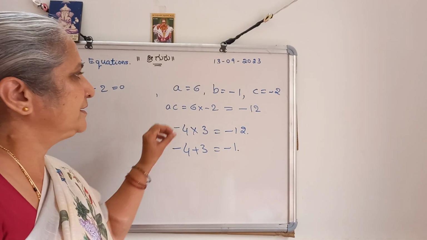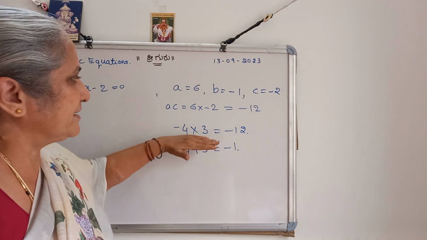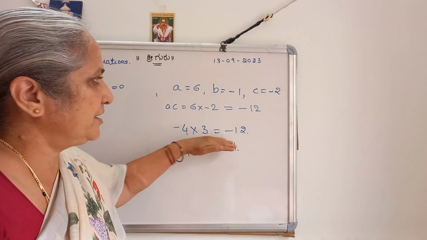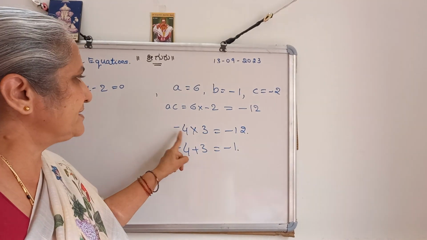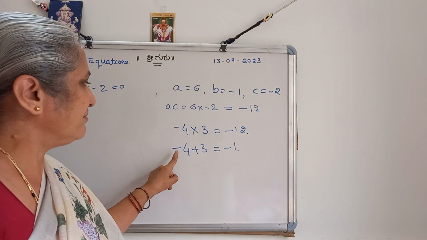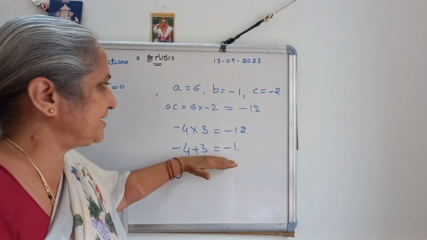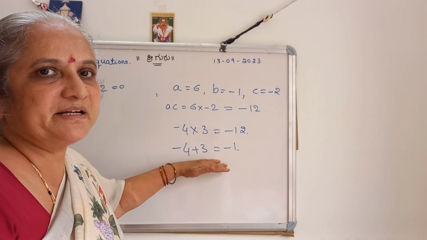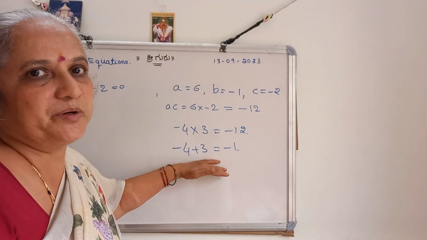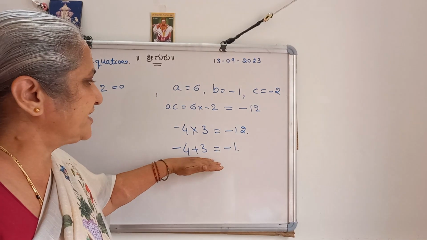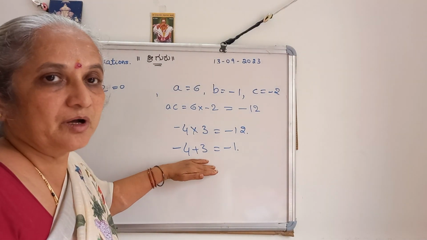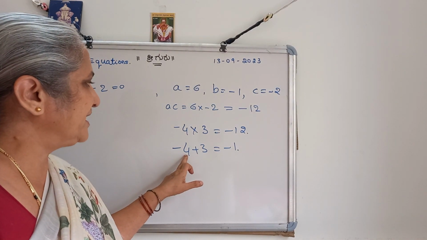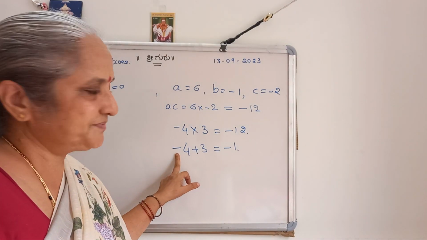What did we do? We took the factors of minus 12 as minus 4 and 3. Minus 4 into 3, if you multiply them, you will get minus 12, because minus into plus you will get minus. Here it is multiplication, here it is addition. What is the rule for addition? Different signs: subtract and put the bigger number's sign. 4 minus 3 is 1, and 4 is the bigger number, its sign is minus, therefore it is minus 1.